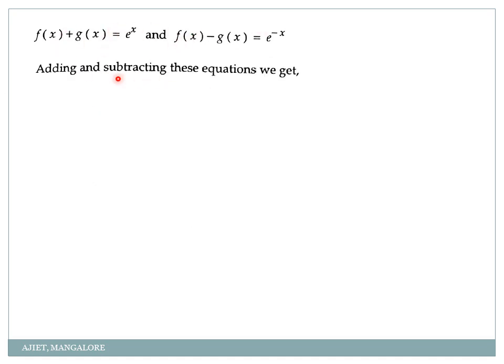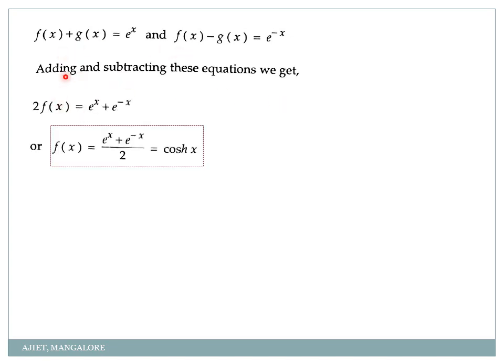So I'll add and subtract these two equations. When I add it, what will I get? g of x will get cancelled. 2 f of x is equal to e power x plus e power minus x, or f of x is equal to (e power x plus e power minus x) divided by 2.